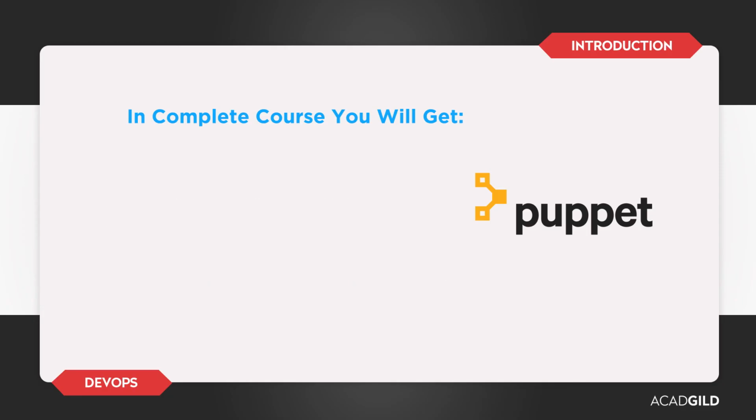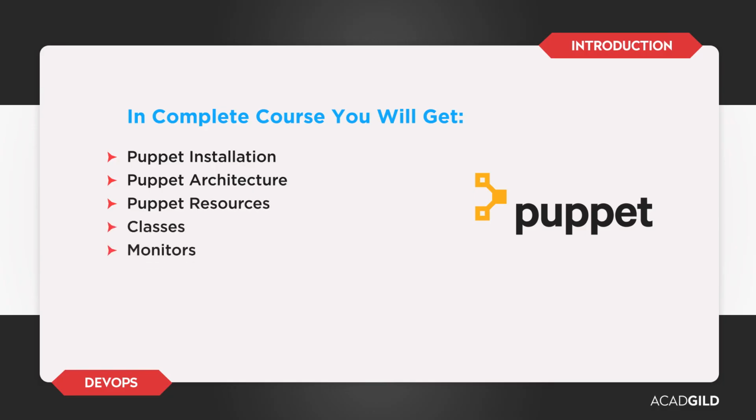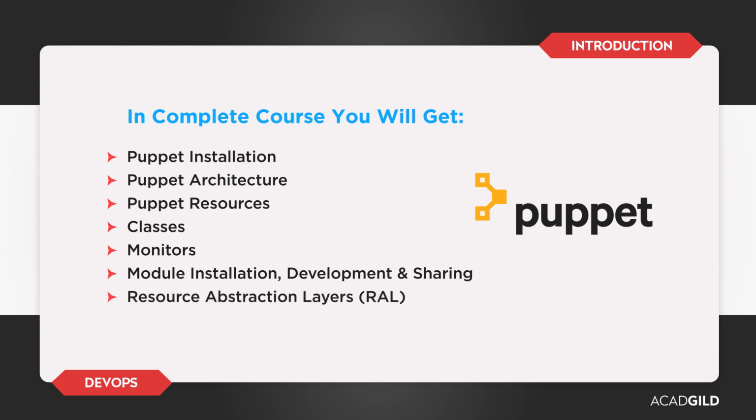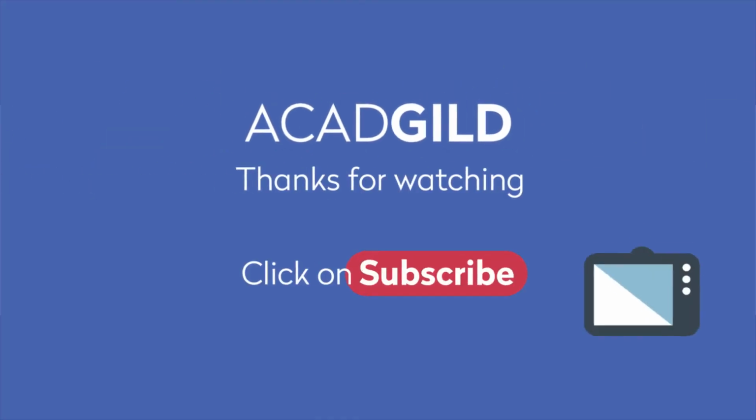We cover topics like Puppet installation, architecture, resources, classes, monitors, and all the modules that can be used. We cover module installation, development, and sharing. And lastly, we cover Puppet Resource Abstraction Layer, RAL, which allows you to define even those configurations that are independent of the platform.